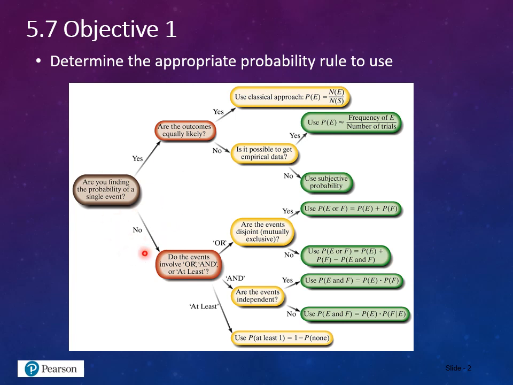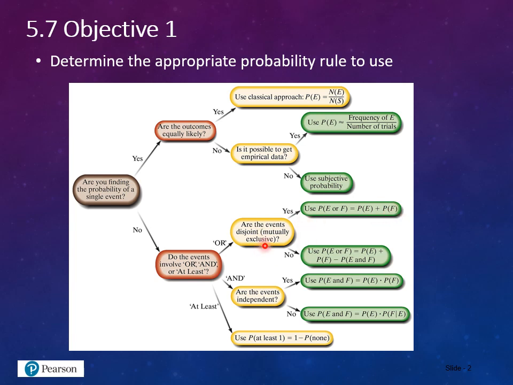If we're not talking about a single event, then we ask ourselves, do the events involve the word or, and, or at least? If they involve the word or, then we have to decide whether they're mutually exclusive or not, that there's nothing in their intersection. For example, if we're rolling a die and event E is an even number and F is an odd number, they're mutually exclusive because no roll can be even and odd. So if they are mutually exclusive, we simply add the probability of each event.